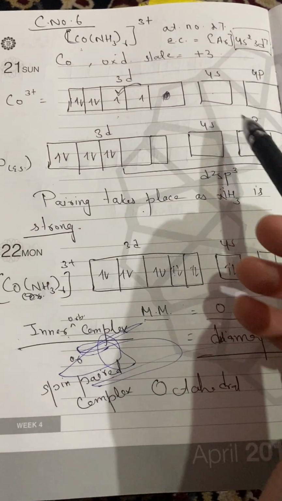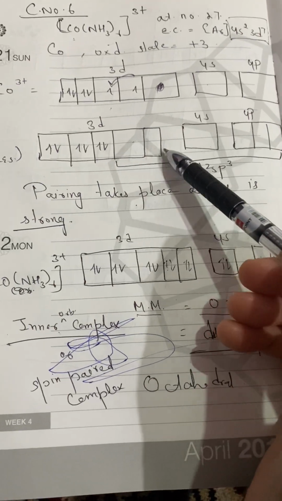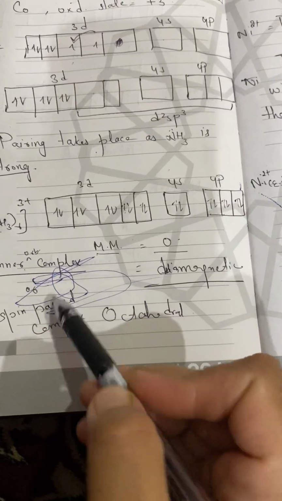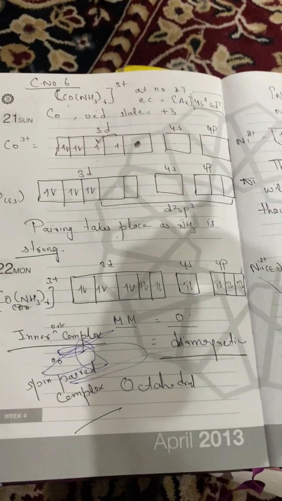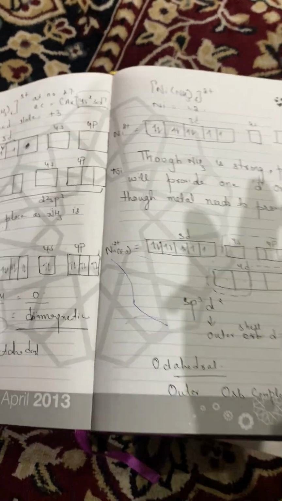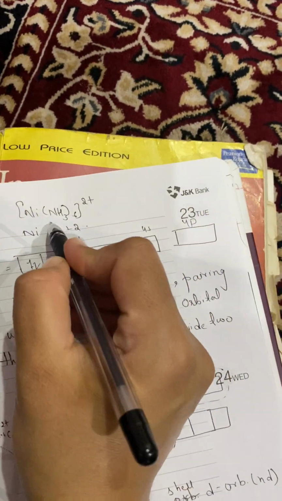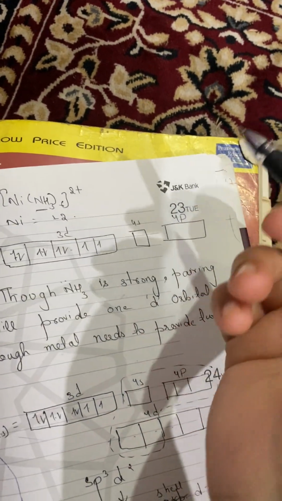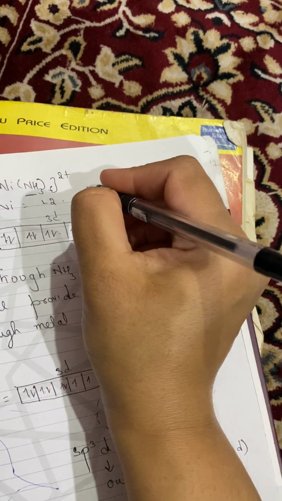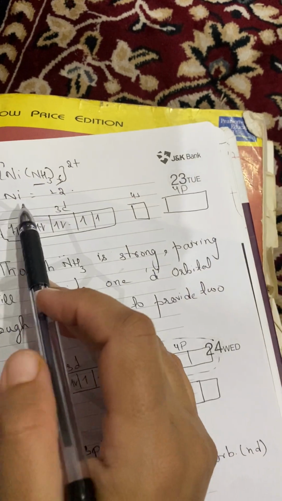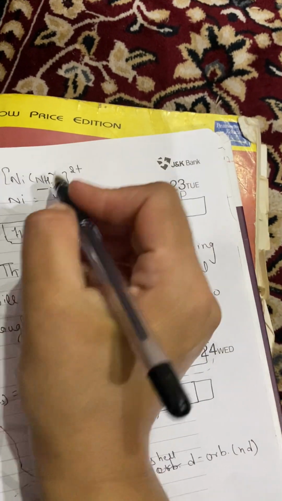Here you can see that the orbitals we are using for hybridization belong to the inner d orbital, so that is why it is an inner orbital complex or low spin complex. Another example I have is of nickel ammonia 6. Again the ligand is the same in this case, and the coordination number is again 6. So nickel here is in +2 oxidation state.